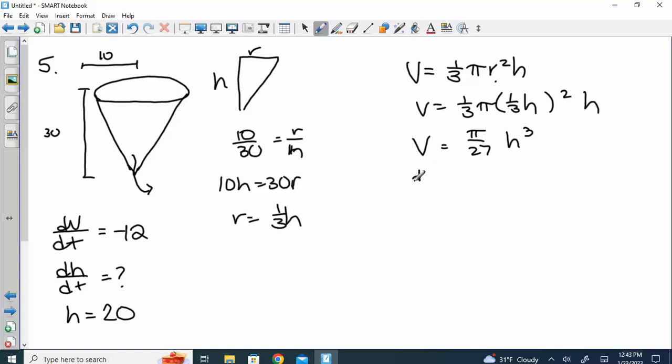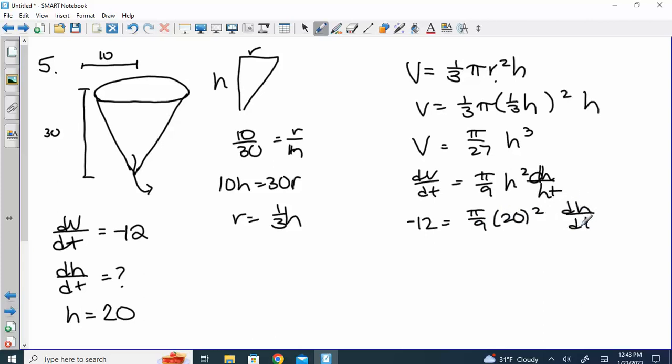So dV/dt equals pi over 9 h squared dh/dt. So plug in negative 12 equals pi over 9 times 20 squared dh/dt. Now obviously on the test I either have to give you nice numbers, or I may say set up but you don't have to solve it all the way. But we have a calculator for this. So I have to multiply all that and divide it over.